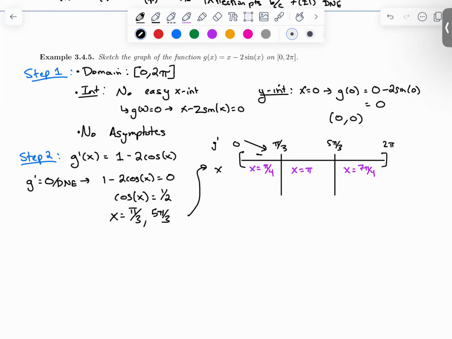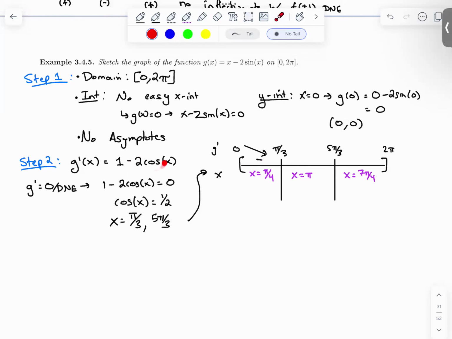And then we'll plug in pi. Cosine of pi is -1. So this will be a negative negative, so it's a positive. So it's going to be increasing here. But you can always plug it into your calculator. And last but not least, if you plug in 7 pi over 4, you'll find that it's also decreasing here.